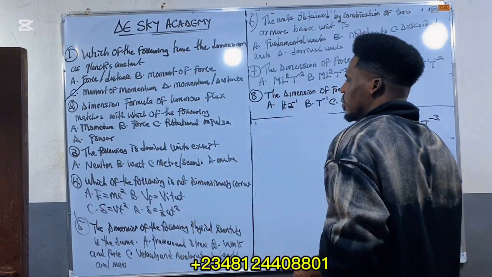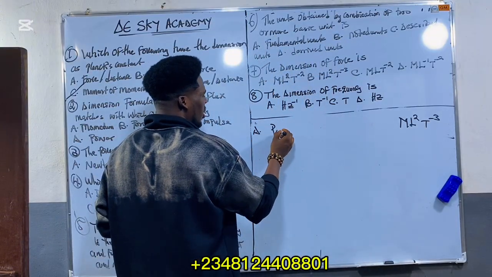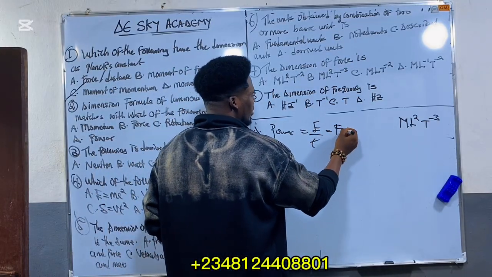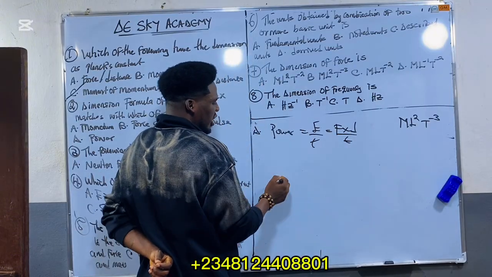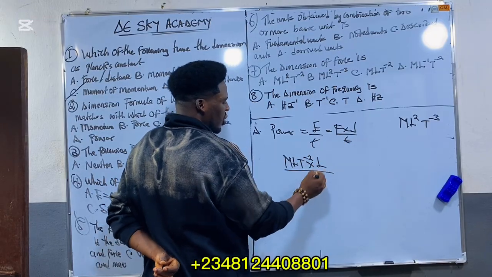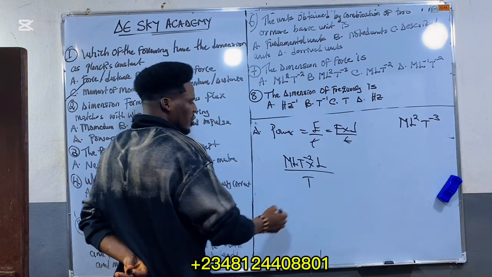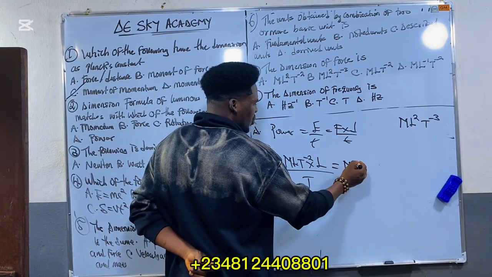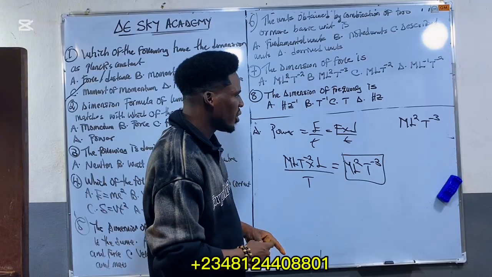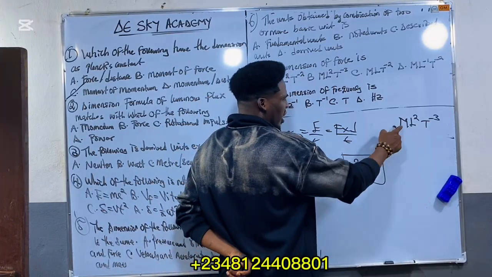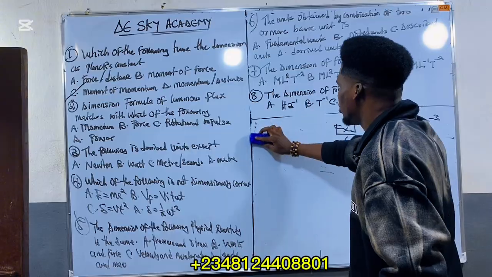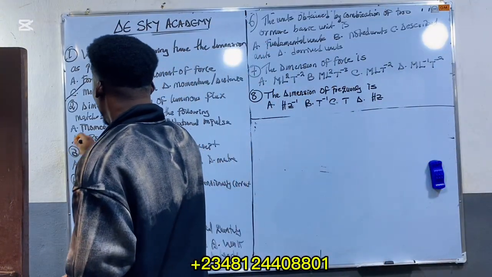Number 4, which is D, power. What is power? Energy over time. What is energy? Force times distance. Let's analyze it. The dimension of force is MLT^-2, times the dimension of distance, L, all over the dimension of time, T. So I'll have ML^2T^-3. Is this corresponding with this? Yes, it's corresponding. So the correct answer is option D, which is power.